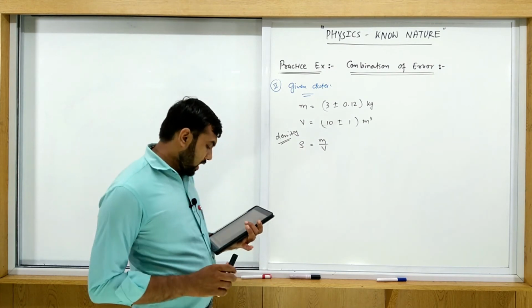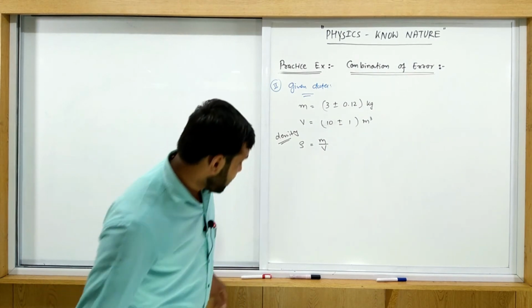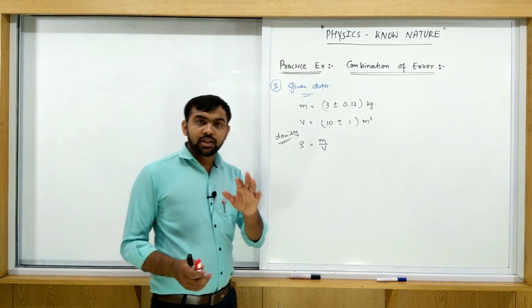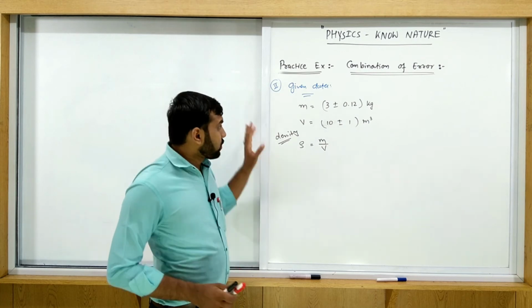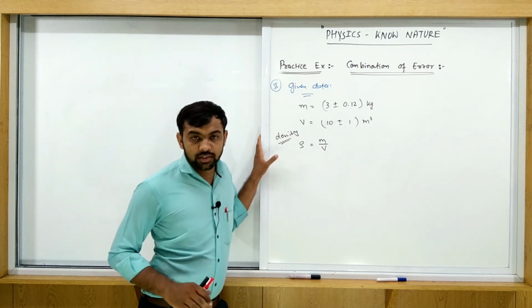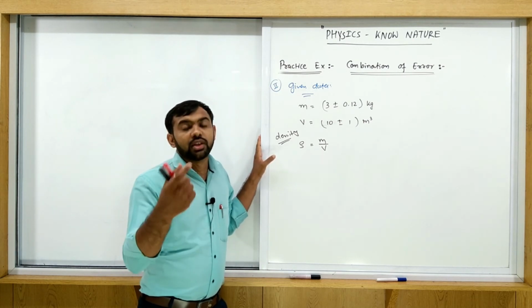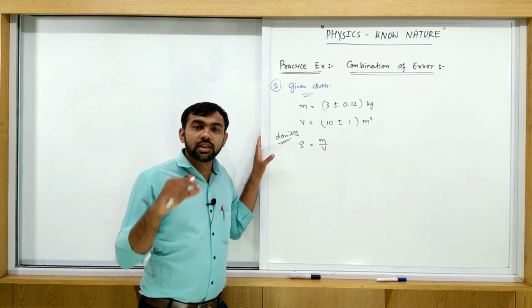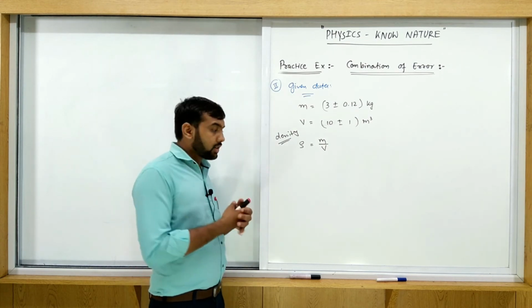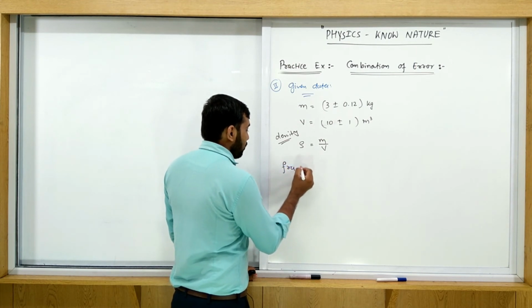What we have to find out? Fractional error and percentage error. So up to this, whatever examples we solved, the fractional error was not counted anywhere. But this is just another name of relative error. The relative error is itself called a fractional error. So fractional error is nothing but what? Relative error.